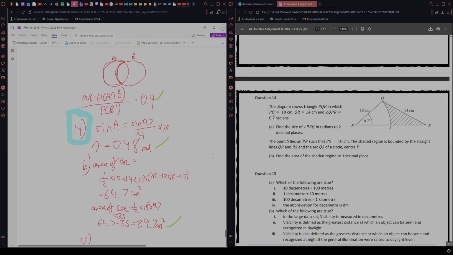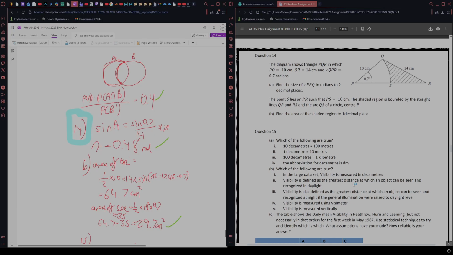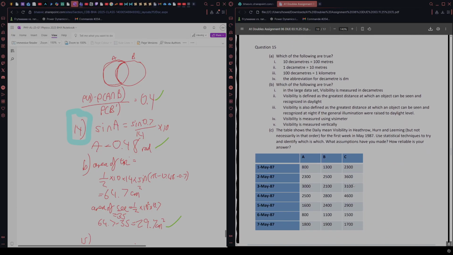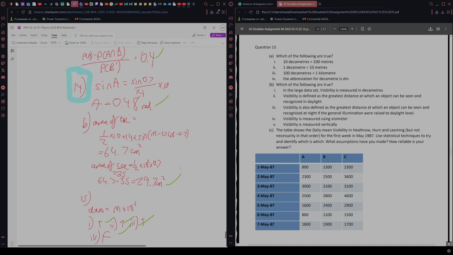But next question. So this is obviously common knowledge. I mean, if you don't know everything about the large data set, then what are we doing here?